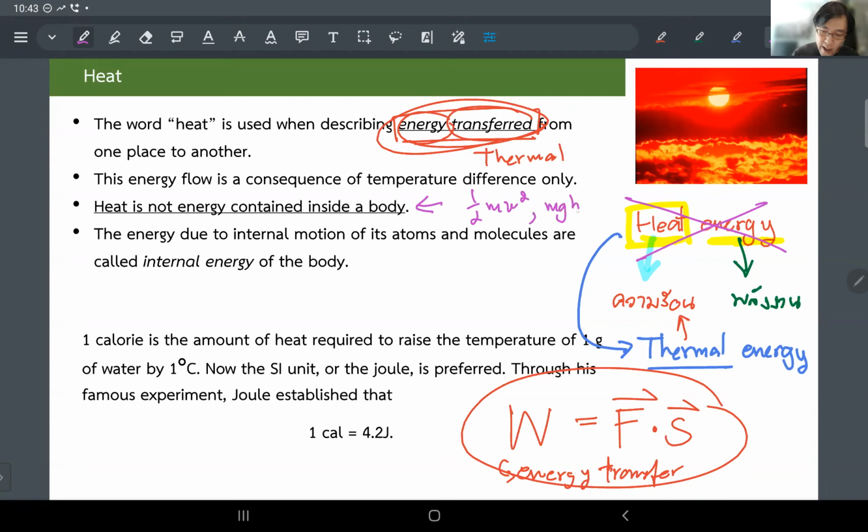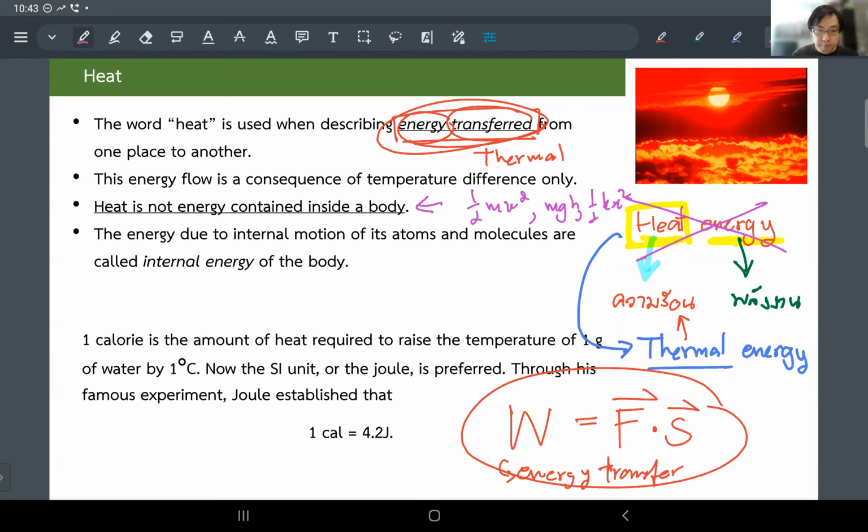mgh, no. 1/2 kx squared, no. Those are energy contained in the body. That is fine. Potential energy, kinetic energy is fine, but heat is energy transfer. That's it. All right, so that gives you a whole idea of what is going on now.